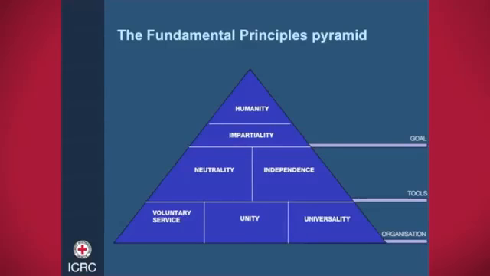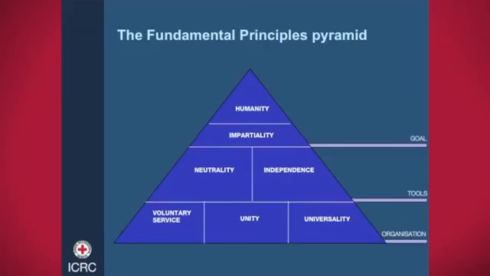Humanity and impartiality were described by Jean Pictet, whom you know well because of the work he did on the commentaries of the Geneva Conventions. Jean Pictet also commented on those principles of the Red Cross, and he said that humanity and impartiality are what he called substantive principles, meaning they belong to the realm of goals. This is the very essence of humanitarian action. This is what we aim for.